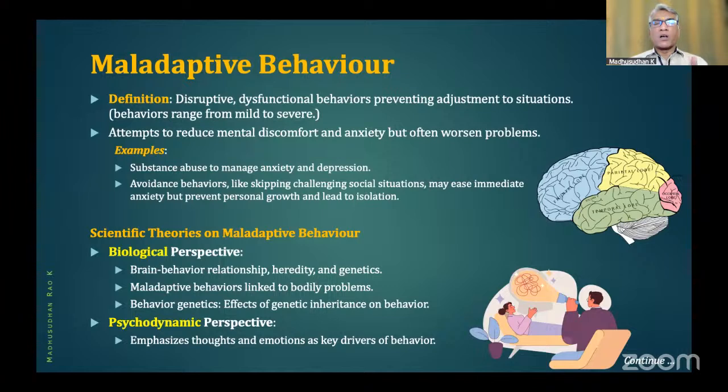For example, substance abuse to manage anxiety and depression can also worsen the problem. They may get addicted to alcoholism or smoking. There are so many things they get used to. After some time, they will never get the same type of excitement, so they increase the quantity of intake, and they get into trouble. Then avoidance behavior, like skipping challenging social situations, may ease immediate anxiety, but prevent personal growth and lead to isolation.